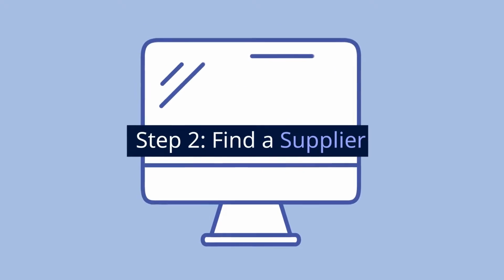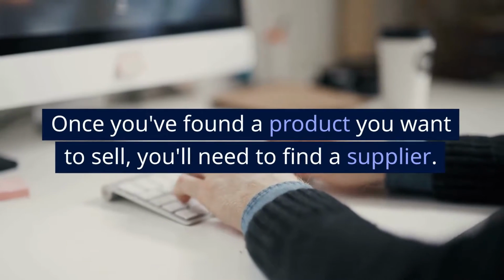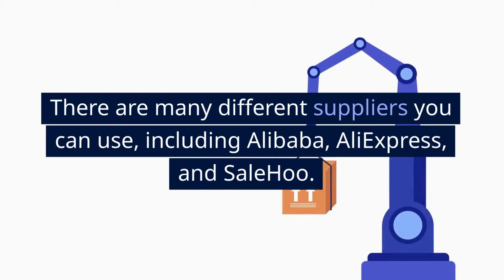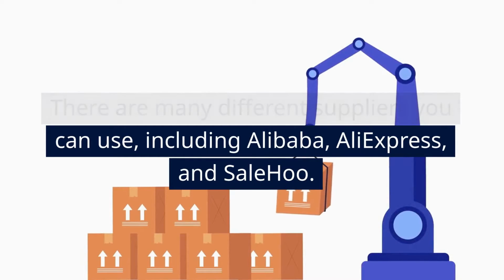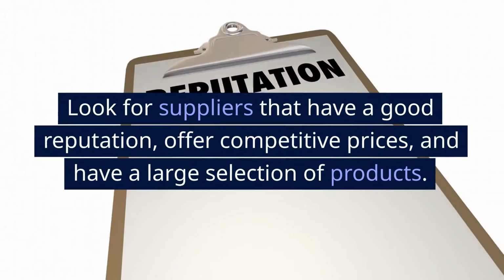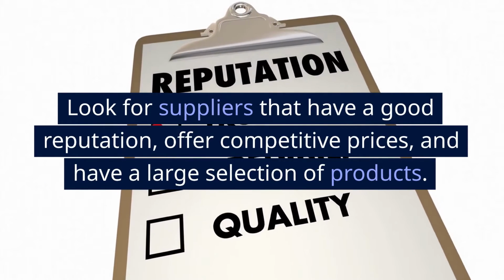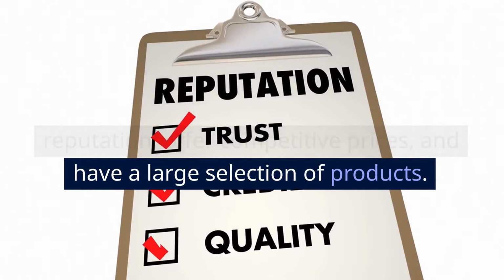Step 2. Find a supplier. Once you've found a product you want to sell, you'll need to find a supplier. There are many different suppliers you can use, including Alibaba, AliExpress, and Salehu. Look for suppliers that have a good reputation, offer competitive prices, and have a large selection of products.